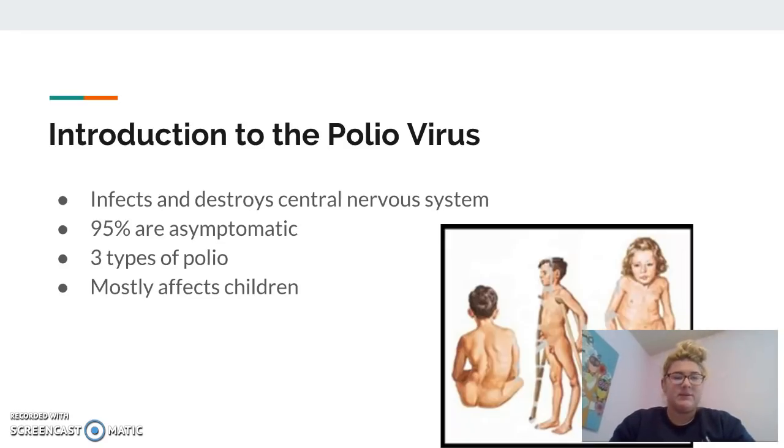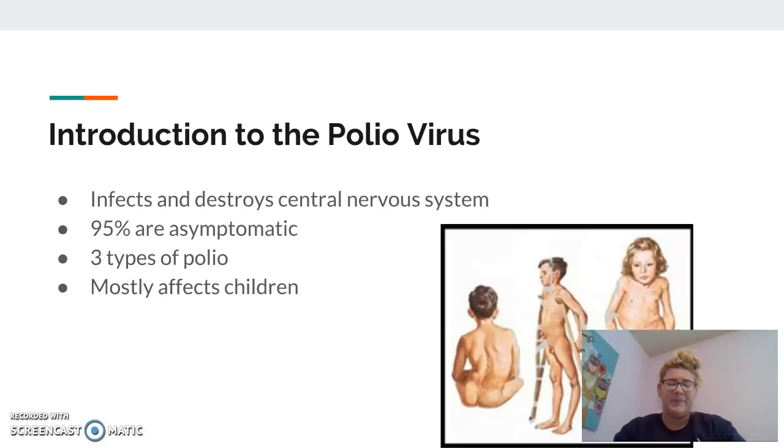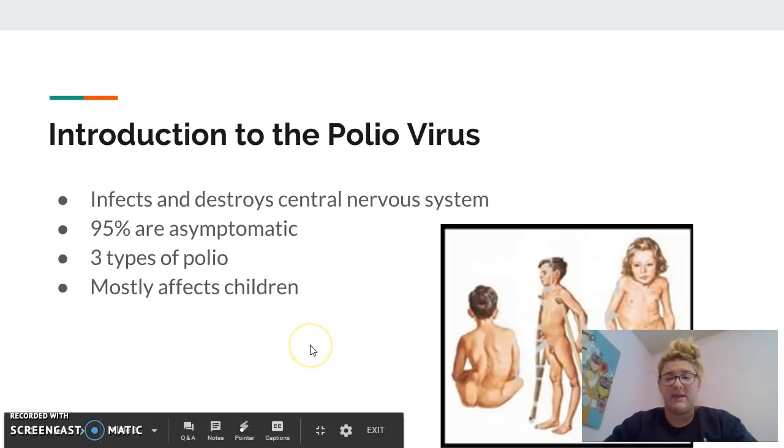So basically, just a little introduction. Polio is a virus that infects and destroys the central nervous system, but 95% of people infected are actually asymptomatic and show no signs of the disease. And there are three types of polio: PV1, PV2, and PV3, PV1 being the most notable, the most virulent. PV2 and PV3 have not had any cases found since around 1999. It's the last time they've been seen.